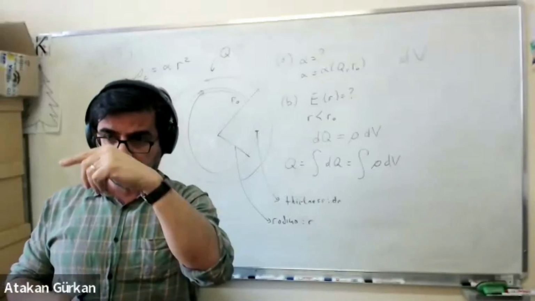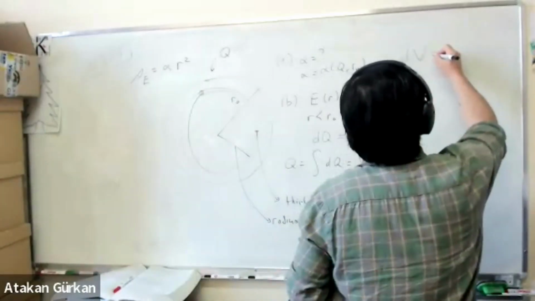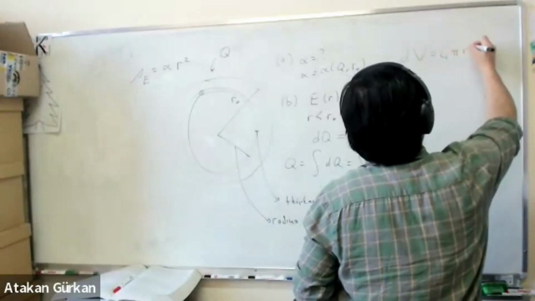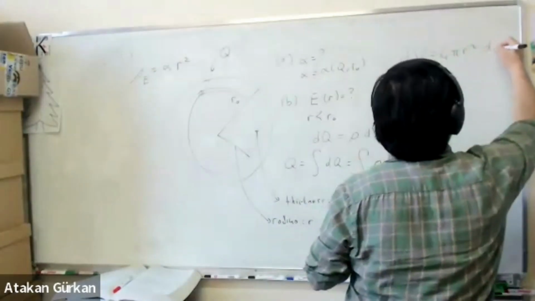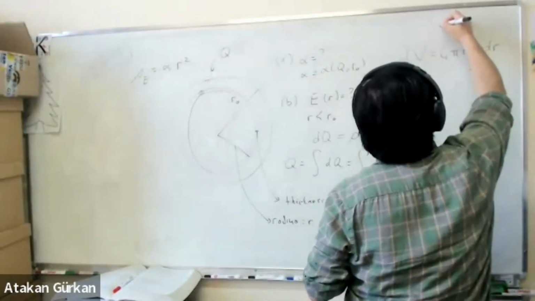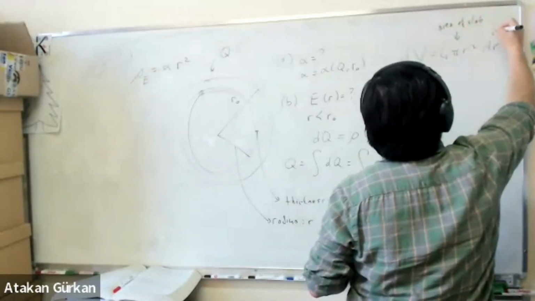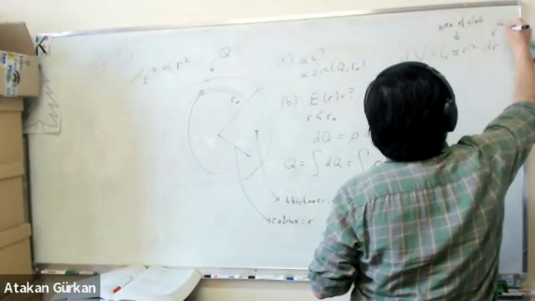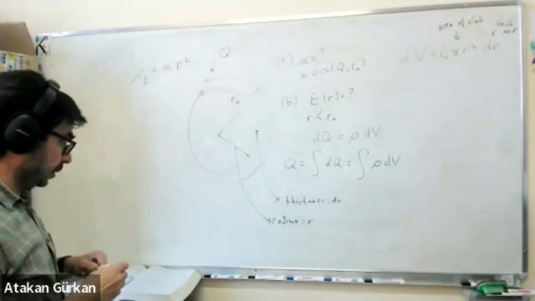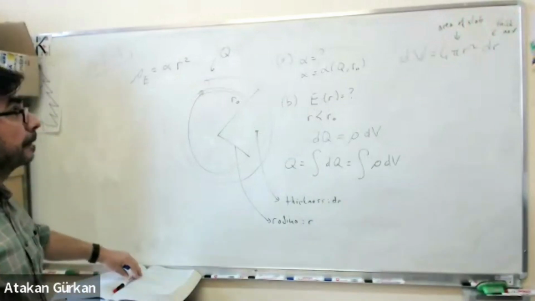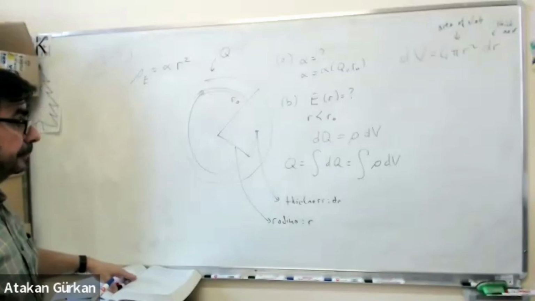And the volume of that slab is then going to be the surface area of the spherical shell, 4 pi r squared, times the thickness. So this is the area of the slab, and this is the thickness of the slab. So that's going to be my dV. This is how I'm going to proceed.